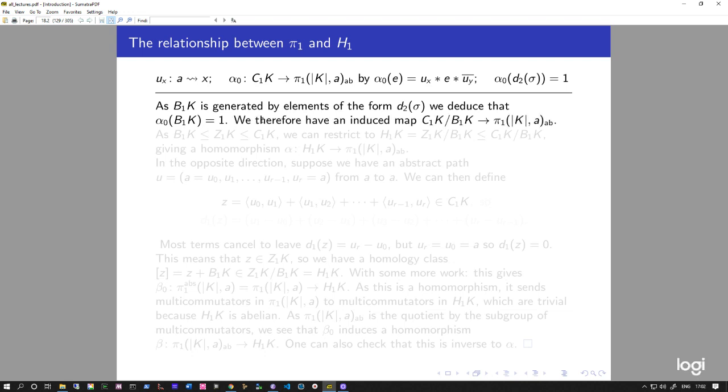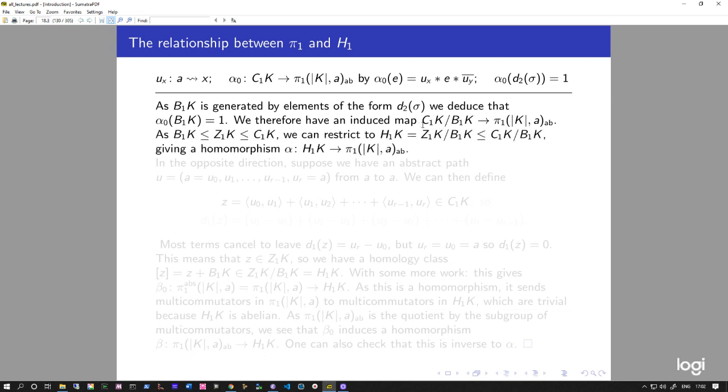So that means, in the usual way, that we get an induced homomorphism from the quotient group. We take the quotient by this subgroup B1K because alpha 0 is sending B1K to the identity. The value of alpha 0 on an element here only depends on the coset. So we get an induced map from the quotient group.